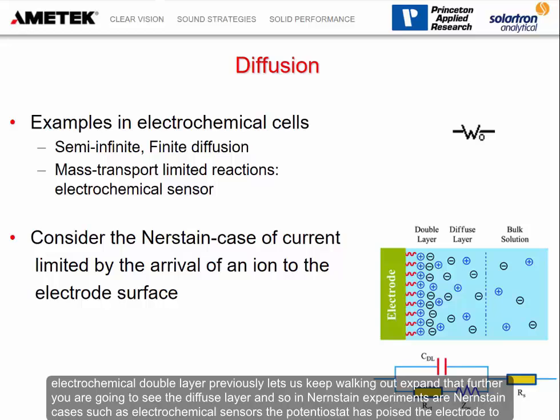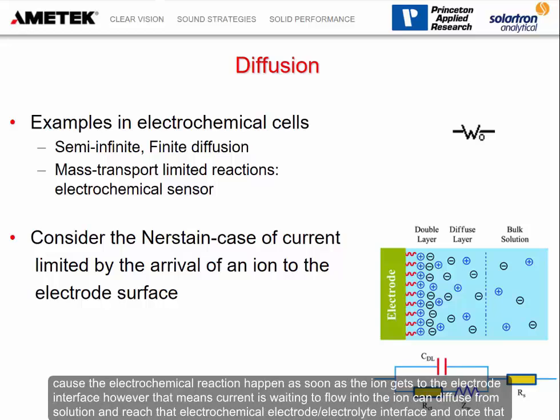And so in Nernstian experiments or Nernstian cases, such as electrochemical sensors, the potentiostat is poised at the electrode to cause the electrochemical reaction to happen as soon as the ion gets to the electrode interface. However, that means current is waiting to flow until that ion can diffuse from solution and reach that electrode interface, the electrode-electrolyte interface. And once that happens, then the reaction happens.